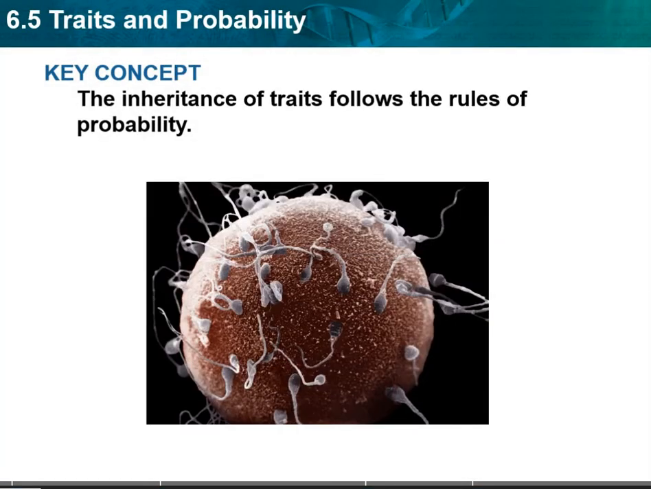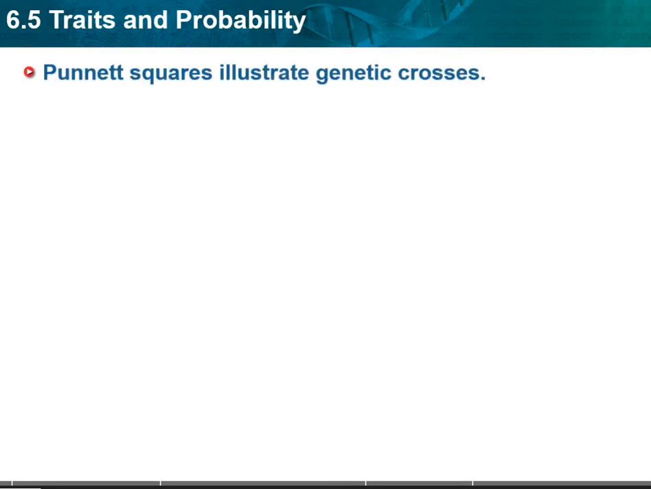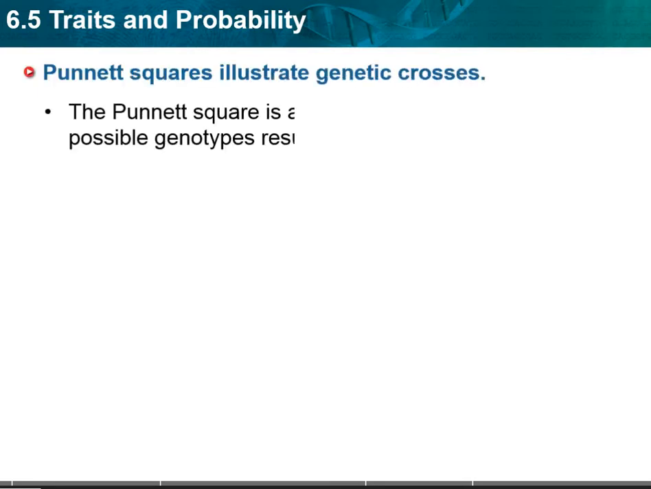In section 6.5, we're going to be looking at probability, and what that includes is we're going to be doing what are known as Punnett squares, which I believe many of you have already done in science classes before. So Punnett squares illustrate the outcome of genetic crosses.